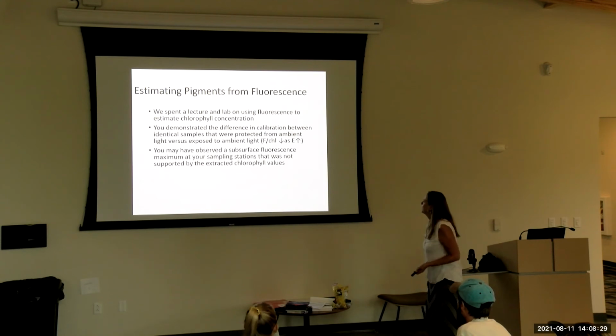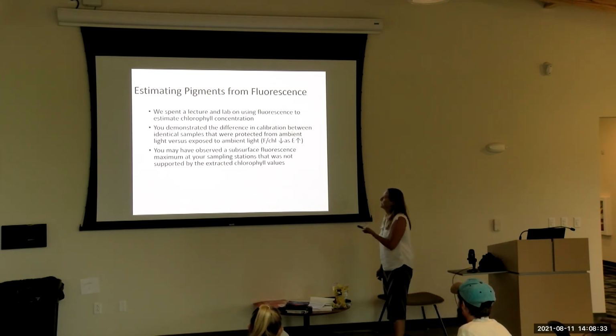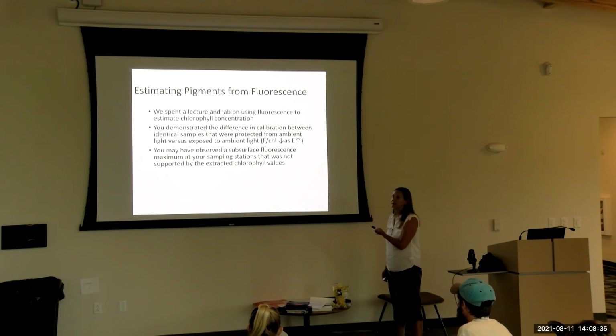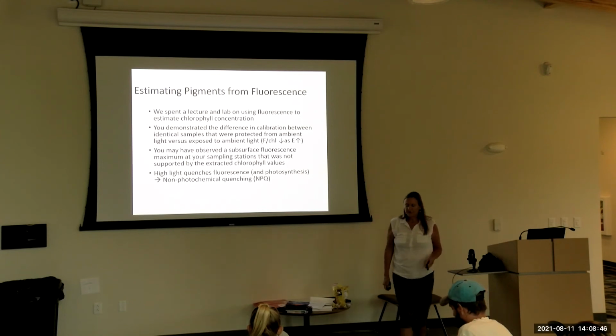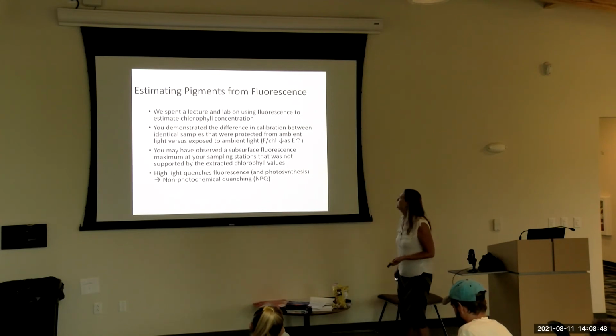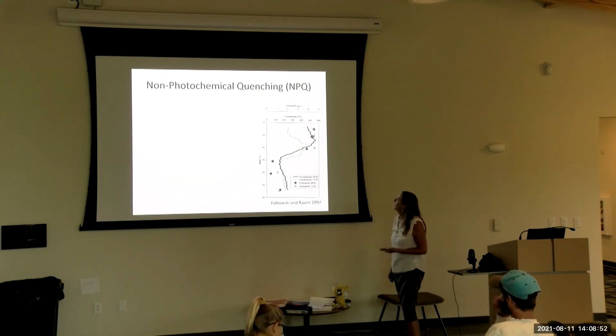And so you also may have observed somewhat of a fluorescence maximum at depth because the fluorescence at the surface might have been inhibited. We see that in the morning. And so that's not supported by the chlorophyll value. And so we talked about non-photochemical quenching. And so how do you deal with this? And so I was going to show you, well, here it is.